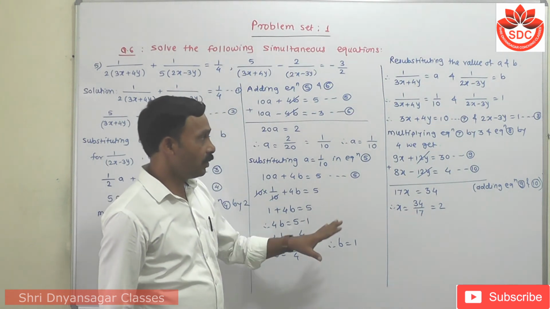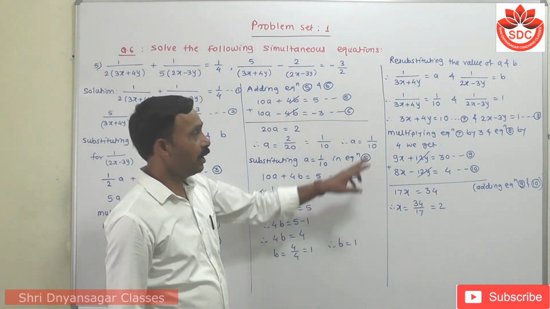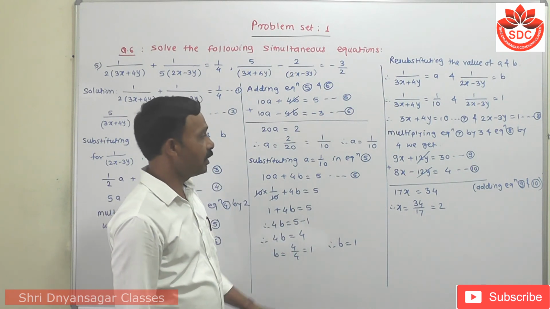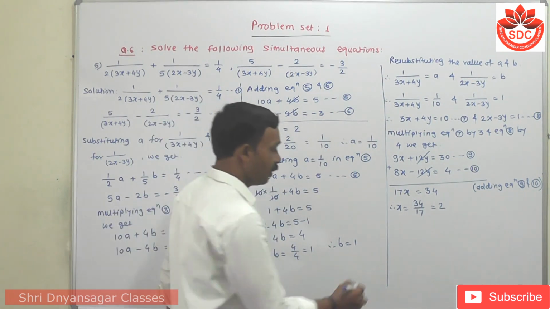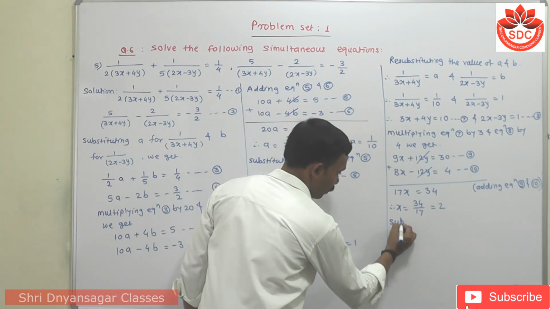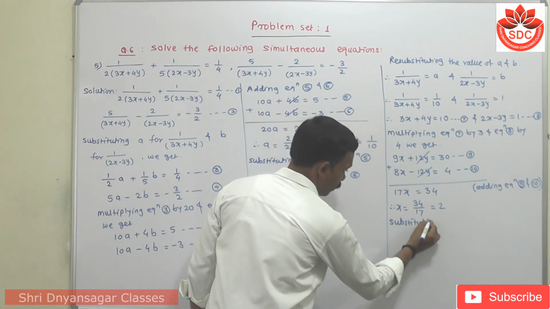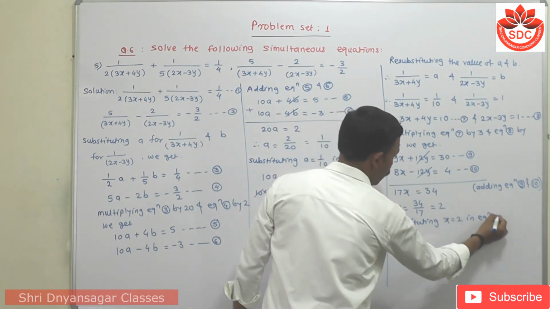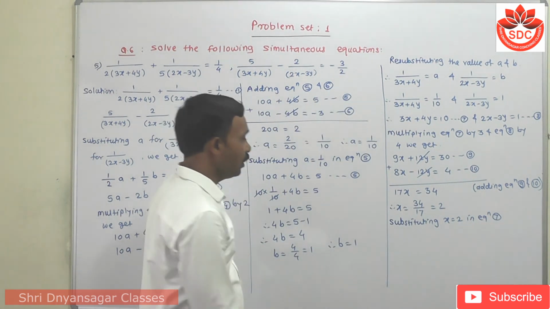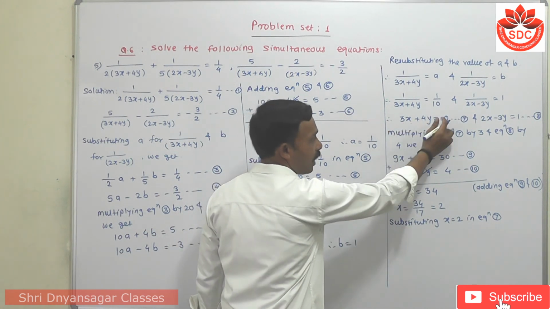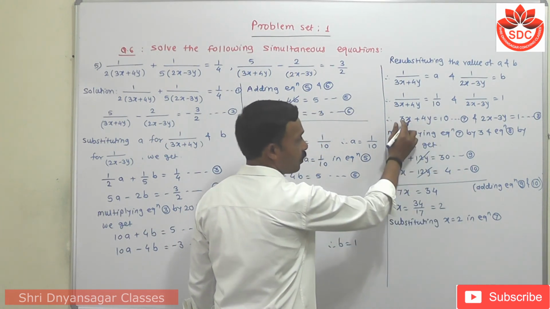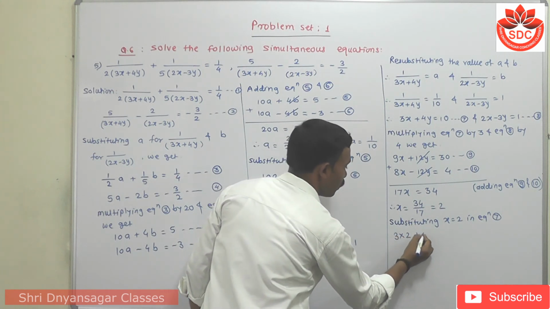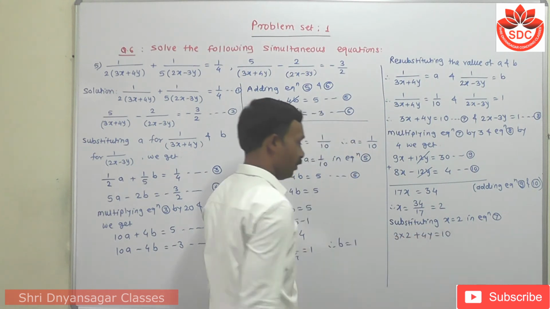Okay, we substitute this value of x into equation 7, 8, 9 or 10. So I have to put this value of x in equation number 7. So substituting x is equals to 2 in equation number 7. Now equation number 7 is 3x plus 4y is equal to 10. I have to directly substitute the value of x here. So that 3 into 2 plus 4y is equals to 10.